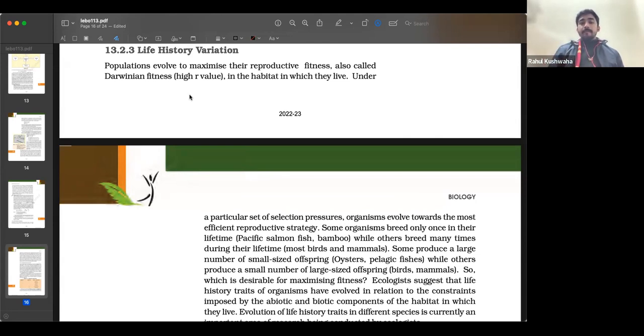So this says, if you read this line, that populations evolve to maximize their reproductive fitness. That's true. So it is a human endeavor that we have to do science, we have to go to space, we have to study, become doctor, and do this and that. In the wild, organisms have just one goal: maximize your reproductive fitness, leave as many progenies as you can, because many of them will die. Only the fittest will survive.